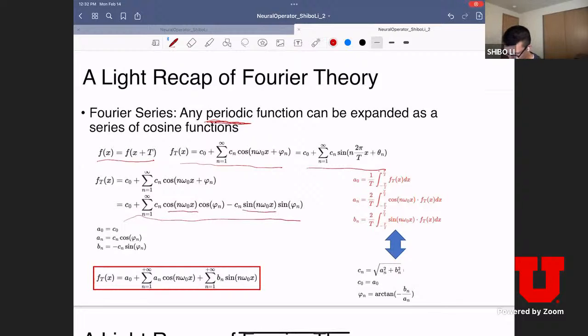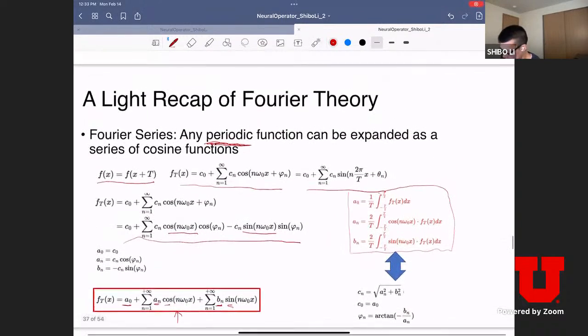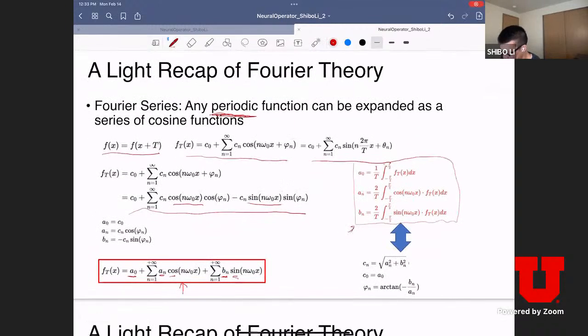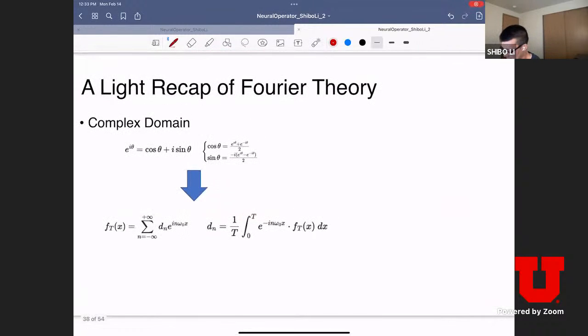This is the general form of a Fourier series, which has three parameters: a naught, an, and bn. This is a cosine series, and this is a sine series. And you have a closed-form, analytical expression for the constants. Of course, the problem is that this looks really ugly. You have three parameters, so by using Euler's formula, we can introduce complex numbers, and the Fourier series can be written like this.